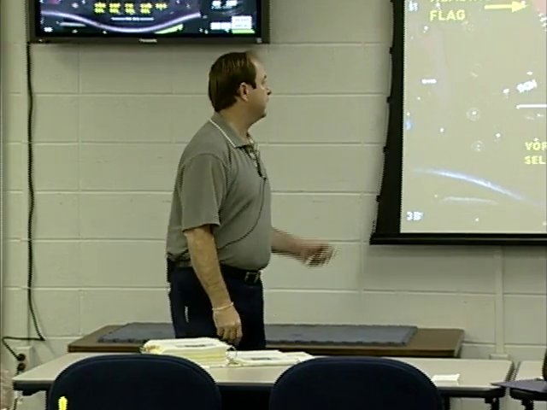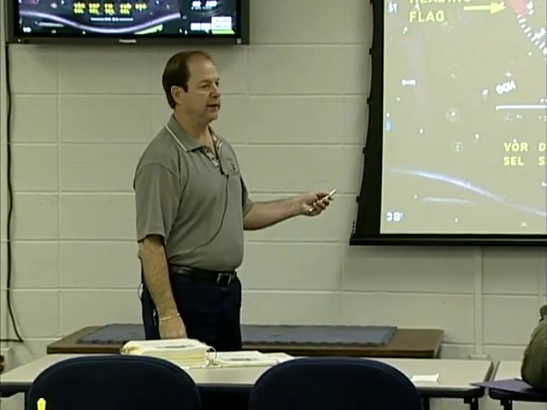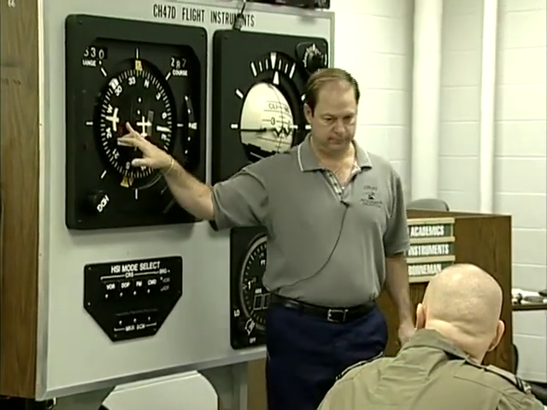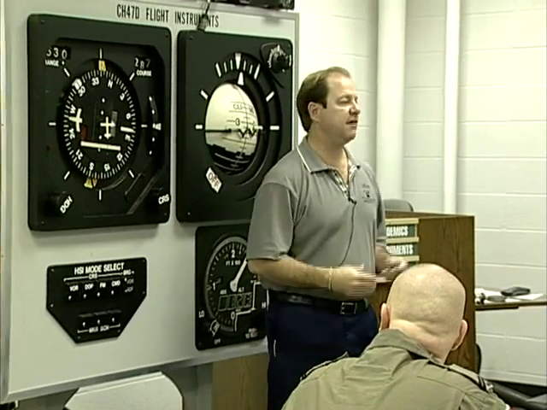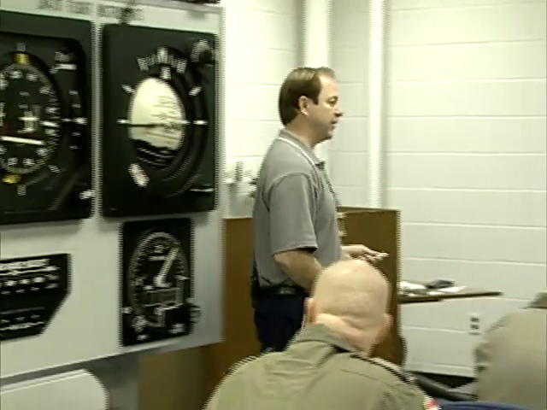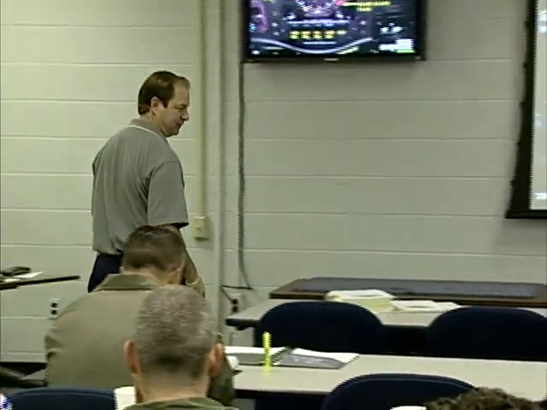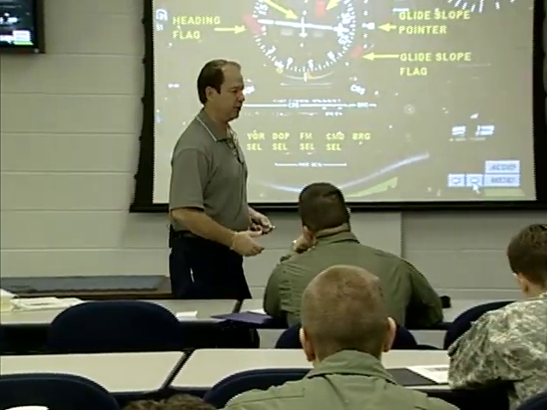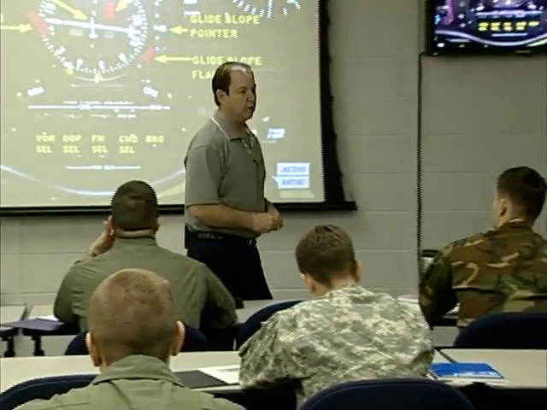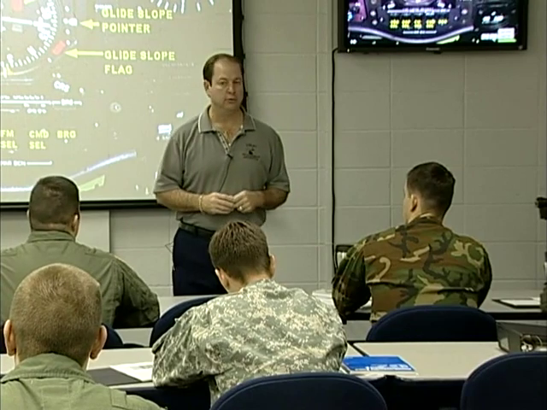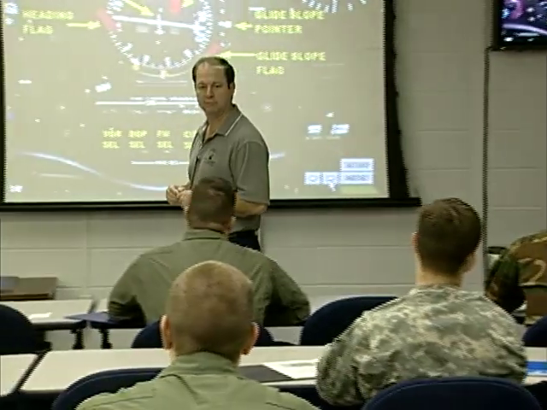Nav flag. The nav flag is a tricky flag in the fact that, one, it's embedded into the compass card. Here's where it is. Two, the nav flag is going to be associated with the different navigational aids that we have on the aircraft. But we don't always use all the navigational aids of the aircraft. So if you're not specifically using the one that failed, you won't get the nav flag.